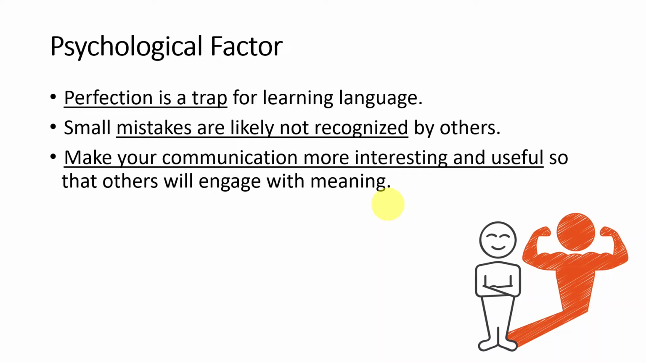So therefore, have some tolerance for mistakes. When English is your secondary language, people are not expecting perfection from you. And also they have more important tasks than finding your mistakes. So don't think that the world is revolving around you. Not everyone is looking for your mistakes. And also make sure that your communication is more interesting, more meaningful, so that people will engage with the meanings rather than your grammar and words.